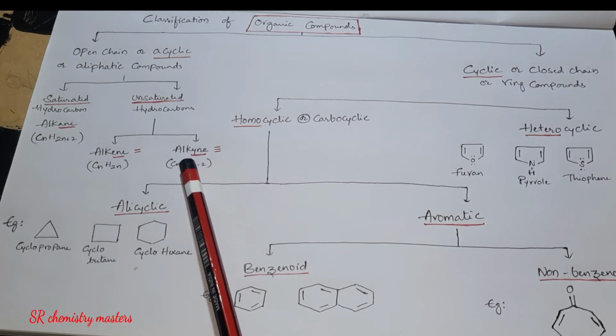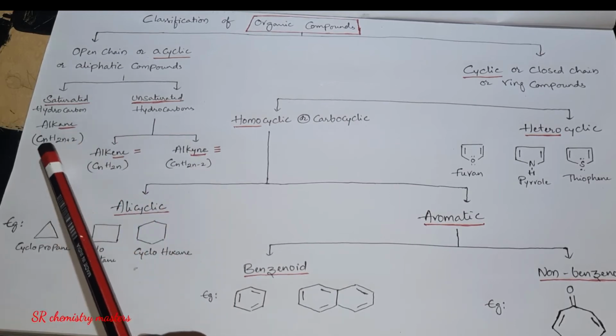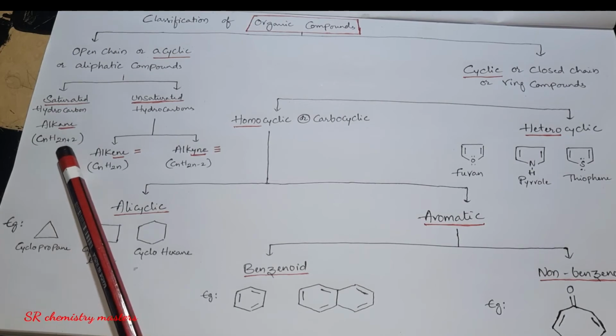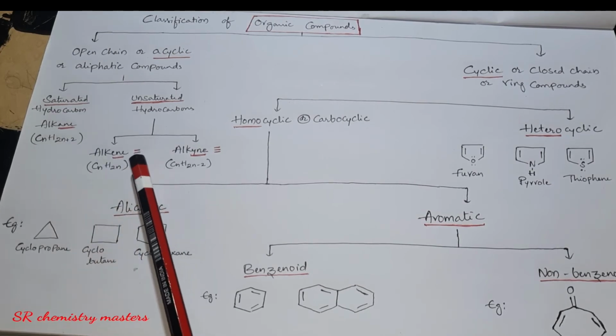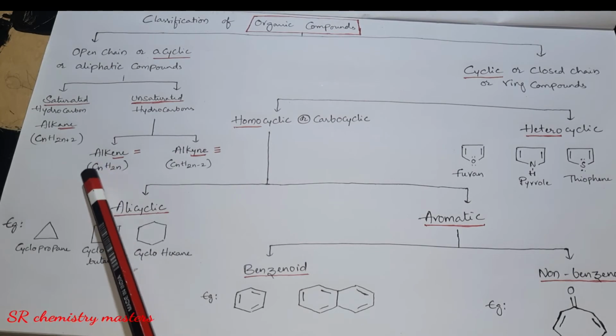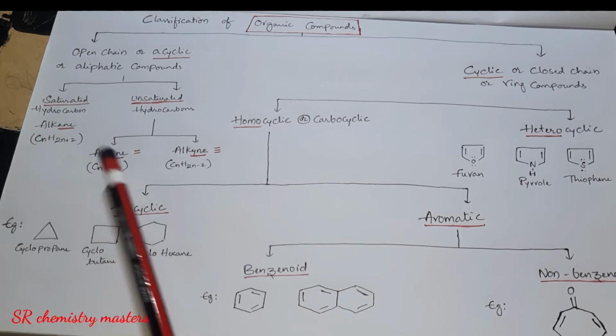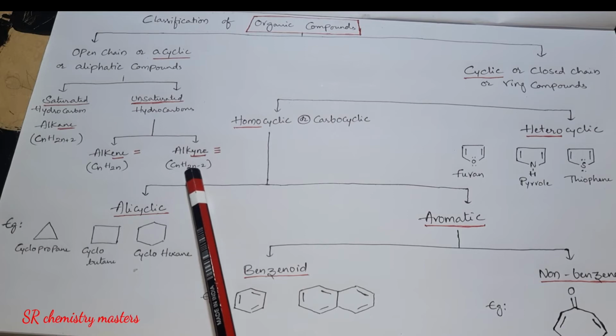The general formula for alkanes is CnH2n+2, whereas the general formula for alkene is CnH2n, and for alkyne it is CnH2n-2.